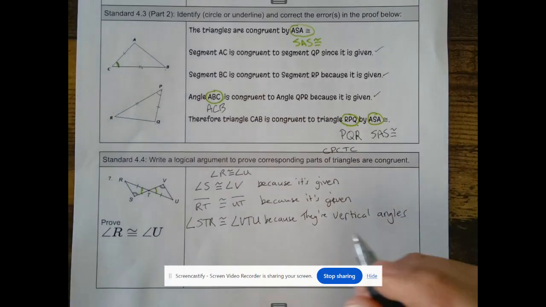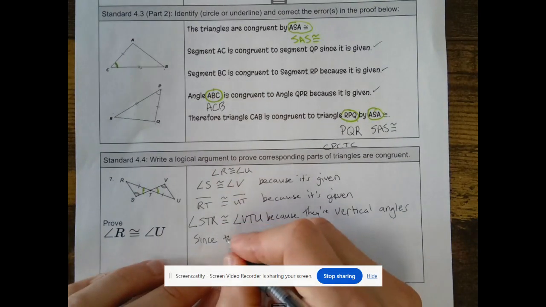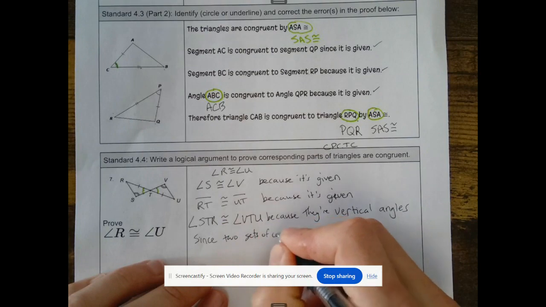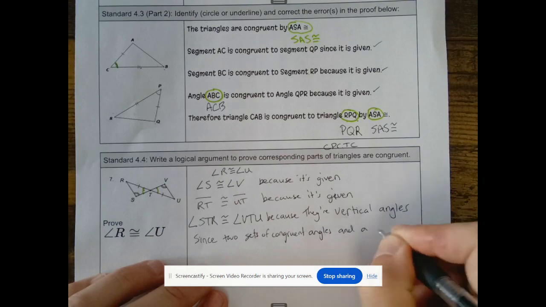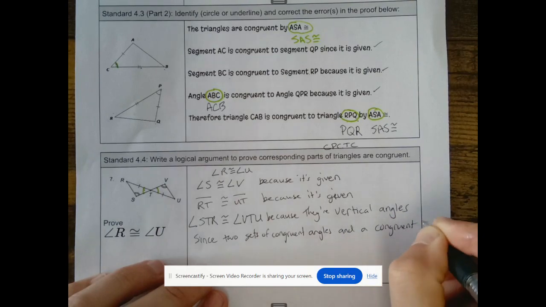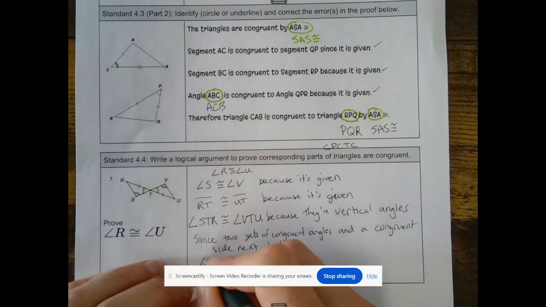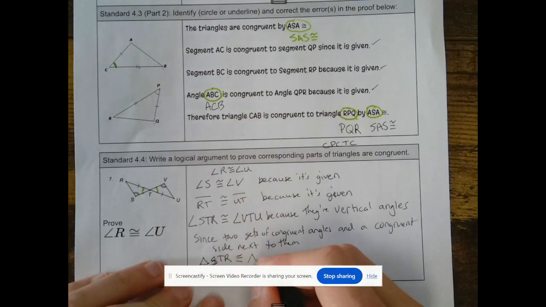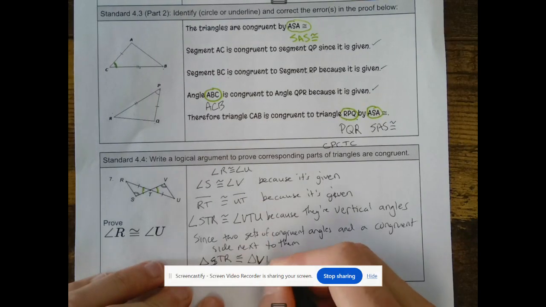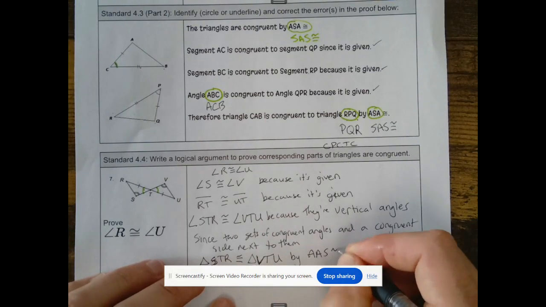So what do we have? So let's summarize our evidence and our reasoning. Since we have two sets of congruent angles and a congruent side next to them, we can see that triangle STR, now be careful how you correspond the sides, S corresponds to V, T corresponds to T, R corresponds to U, by angle, angle, side congruence.